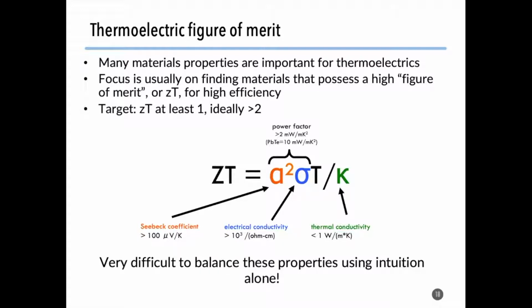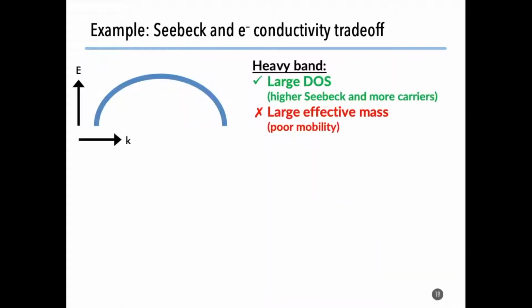The problem is that it's really difficult, because these properties all work against one another in typical materials. As you increase one, you usually decrease the other, or you increase one and you increase another too, and so you end up with the same ZT. So it's really hard to do this using intuition alone. Here's one example of why that is.